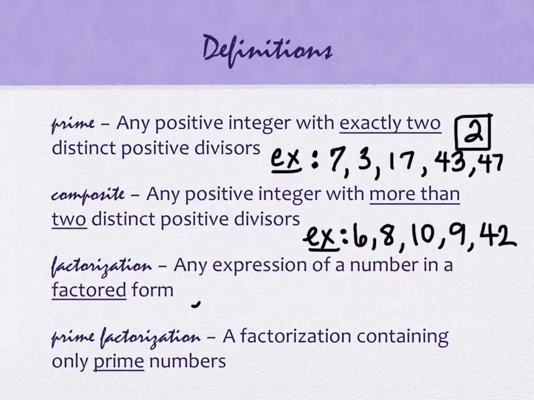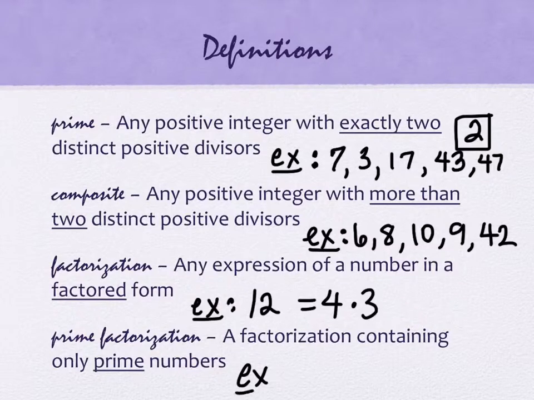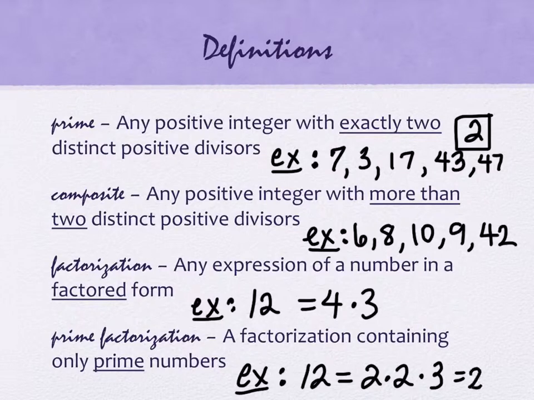Factorization first. I mentioned this a moment ago. If you had a number, say like the number 12, then 4 times 3 would be considered a factorization for the number 12. It is. But it isn't a prime factorization. A prime factorization of the number 12 would be something like this, 2 times 2 times 3. Right? Or if you prefer, you can write it with powers. It's 2 squared times 3.